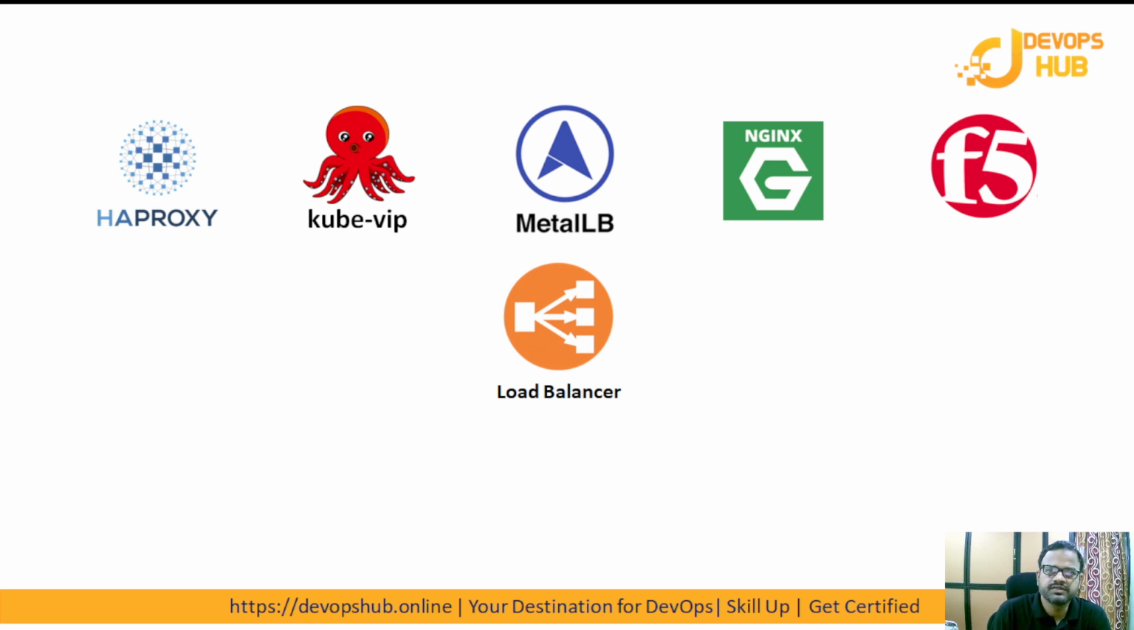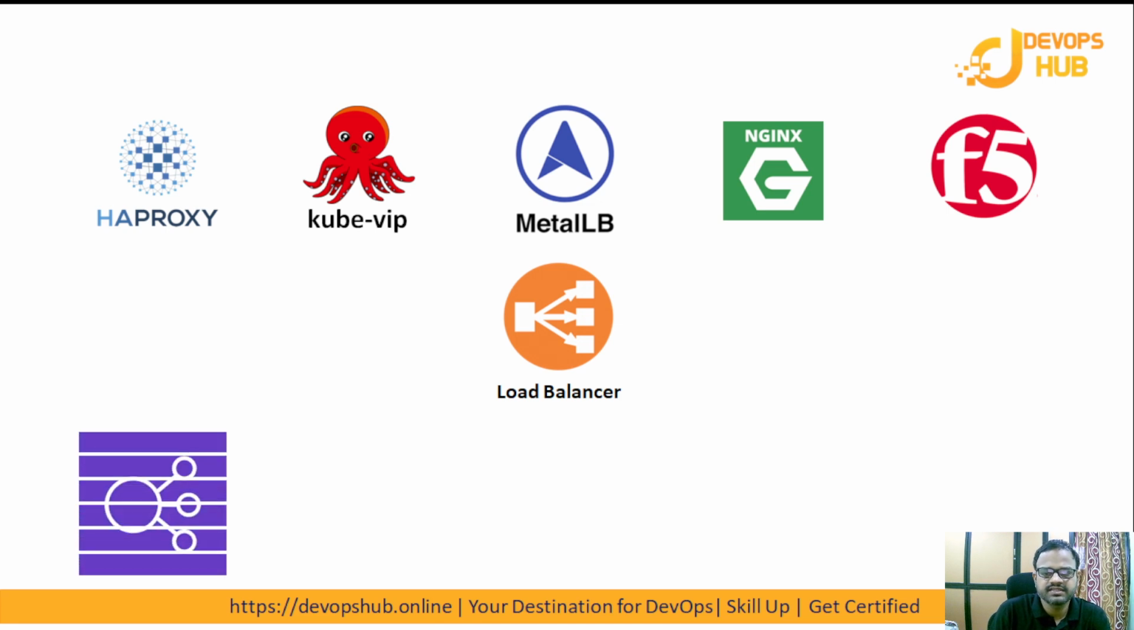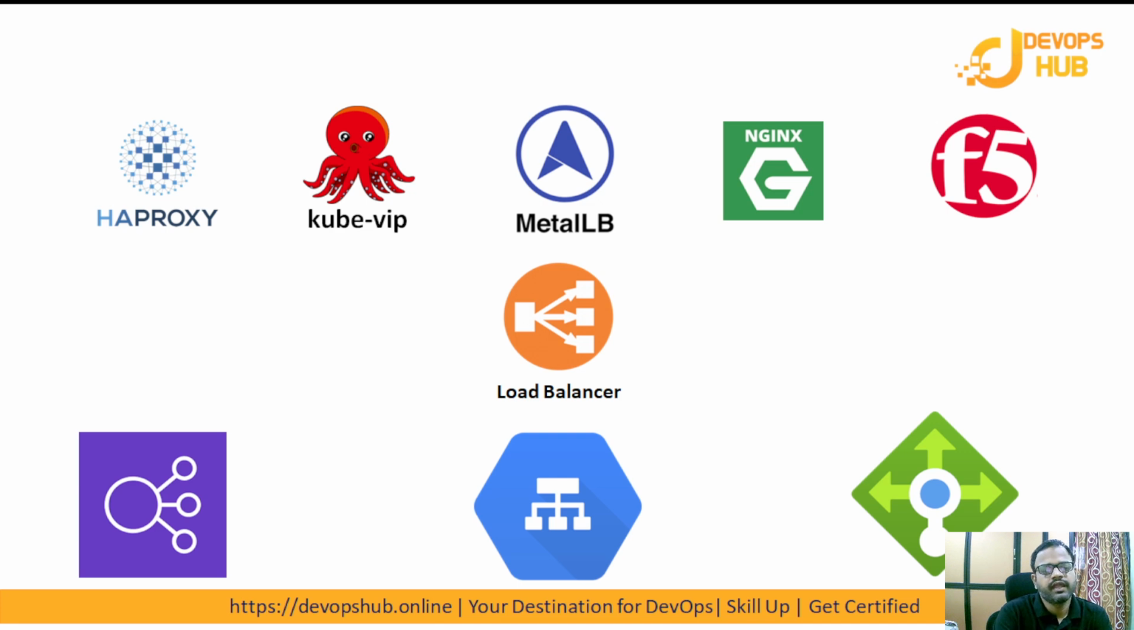Or if you are someone who is spinning this setup on a cloud like AWS, GCP, Azure, Alibaba, any cloud, then you can go with the load balancer provided by the cloud provider, like AWS Elastic Load Balancer. It can be an Application Load Balancer, Network Load Balancer, or Gateway Load Balancer. Like I'm saying, a couple of things we have. We can go with Azure Load Balancer or GCP Load Balancer. Any cloud provider load balancer will fit fine for this use case.